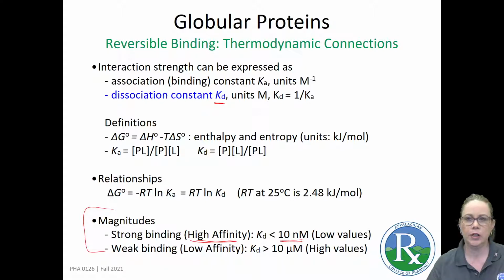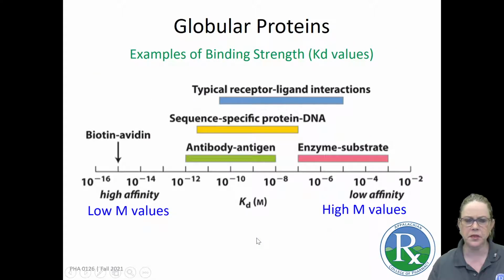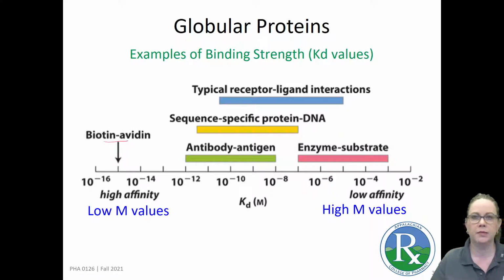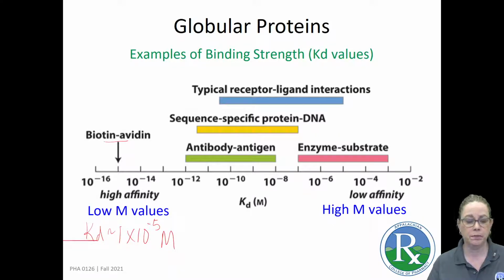In contrast with weak binding, these are low affinity interactions, and our Kd values are going to be at the higher end. So we're seeing here micromolar or higher, so 10 micromolar or higher. If we look at some examples here of known binding interactions, at the left-hand side, we can see our biotin-avidin. This is one of the strongest known interactions. You can see that our Kd value for that is approximately 10 to the negative 15th molar. That's a very small number.